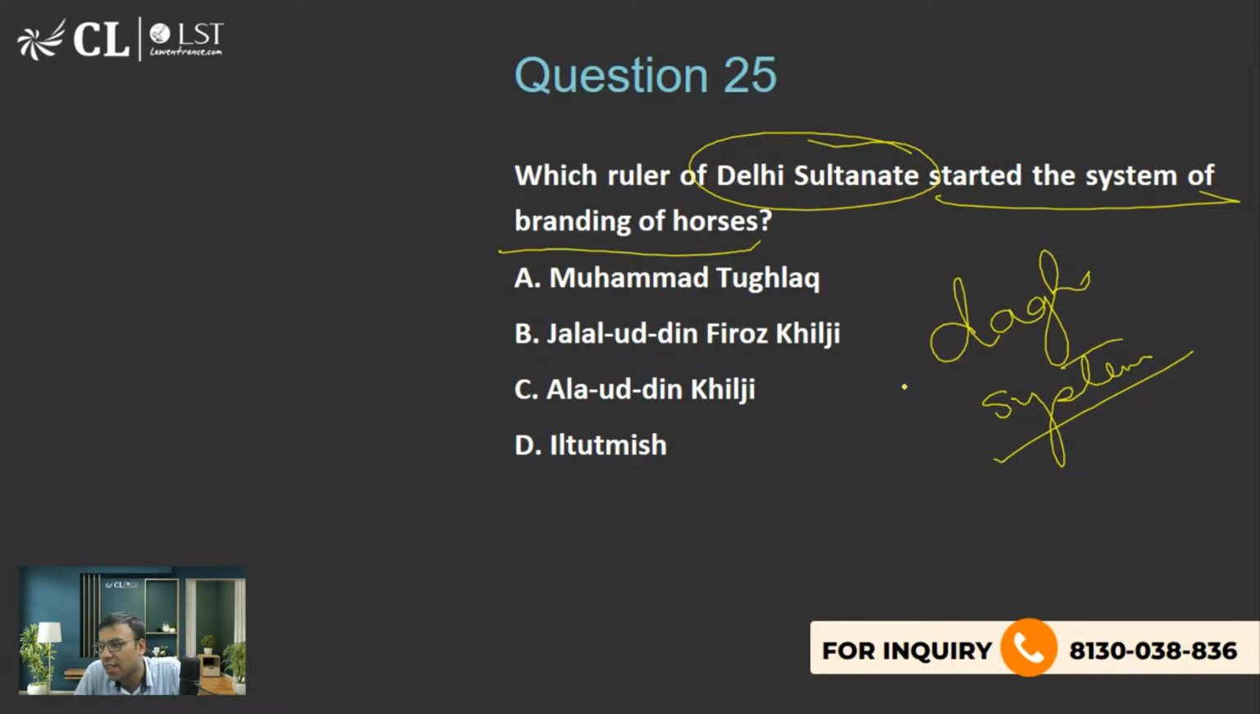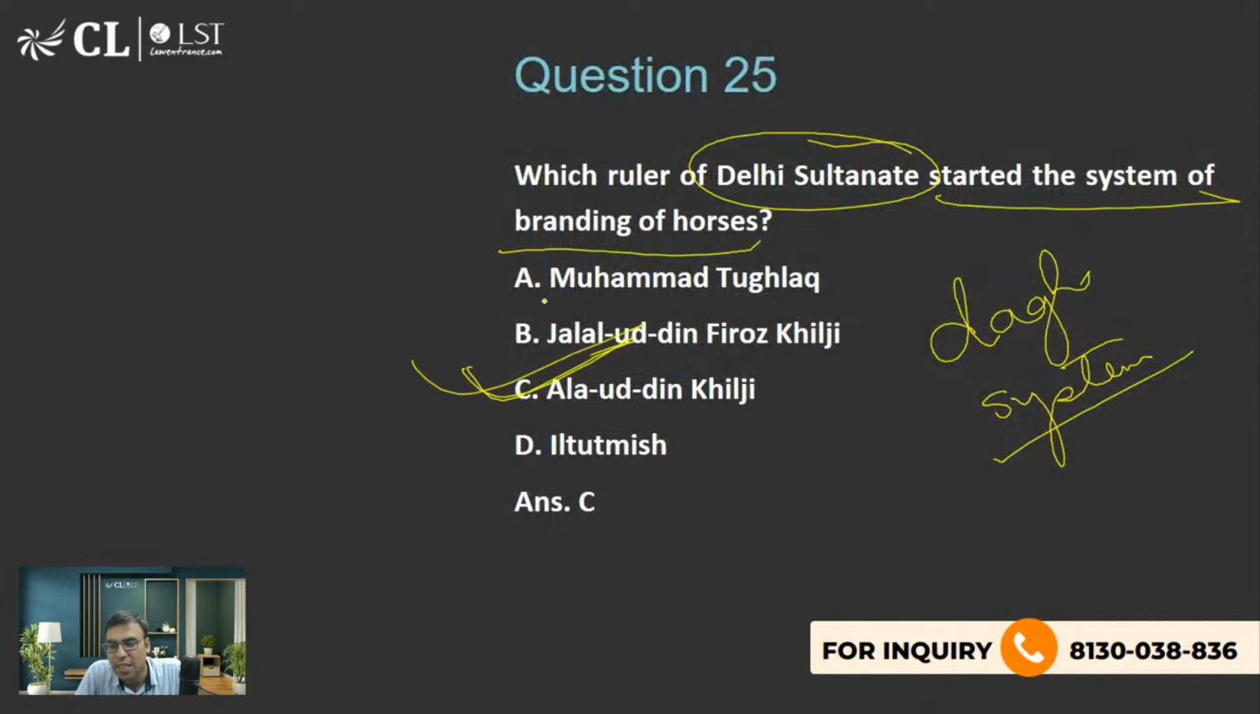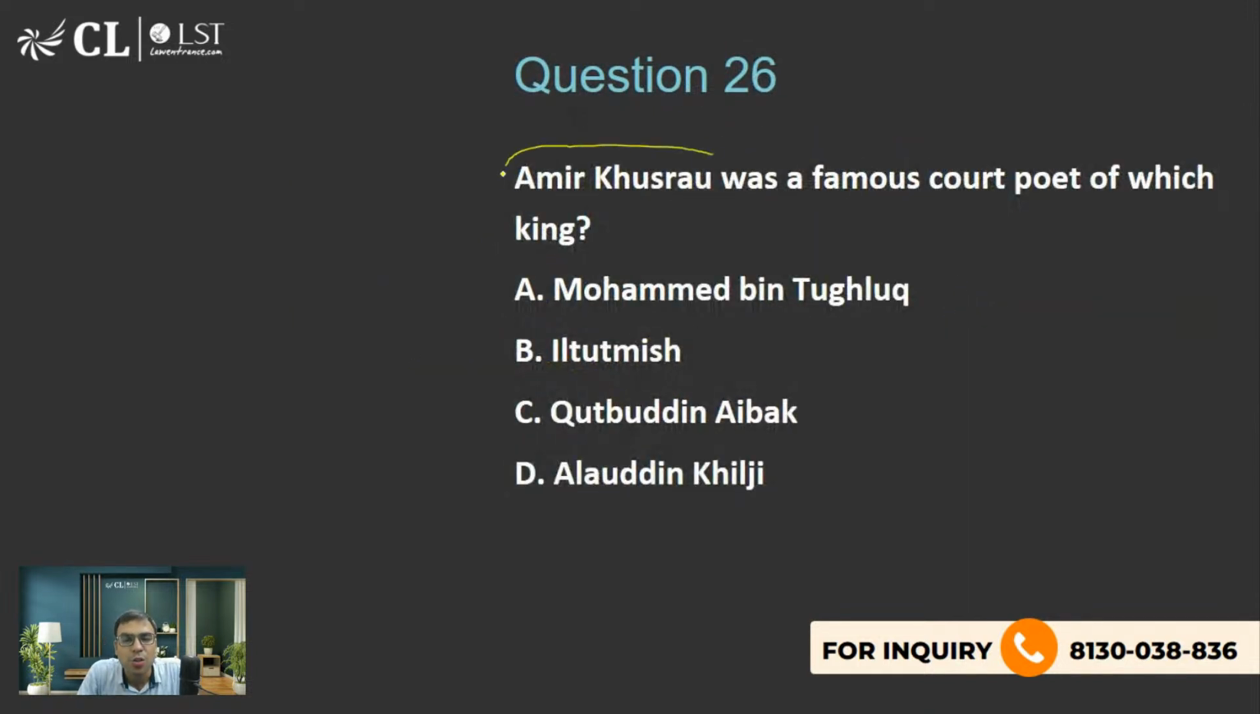Yes, Mahendra and Adrija. You both are right. Alauddin Khilji. C is the right answer, है ना? So I hope you all are aware. Daag, branding of horses, है ना? Daag and Chehra. These were the two systems that were there. Okay. So C is the right answer to this question. Alauddin Khilji. The next is Amir Khusro, was a very famous court poet of which king?